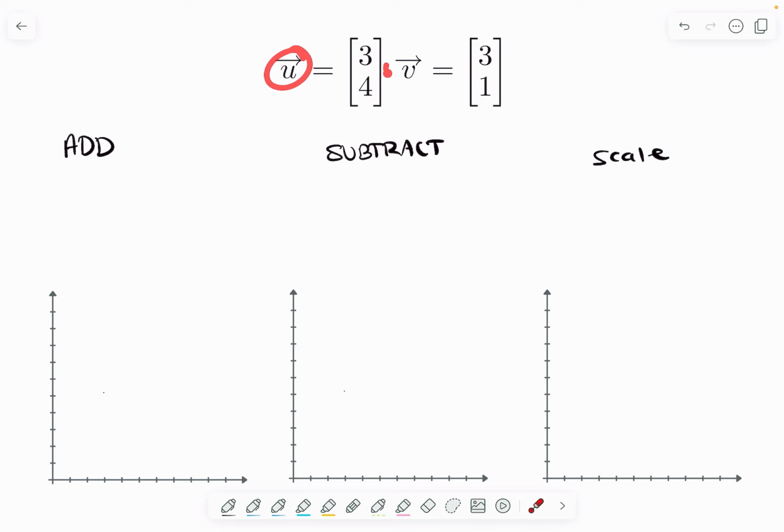In this video, we have two vectors u and v, and I'm going to show you how to add them, subtract them, and how to scale them. So we're told to add these two vectors. That just means add vector u plus vector v.